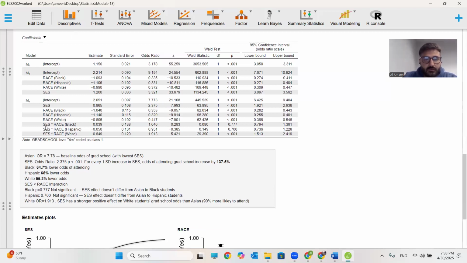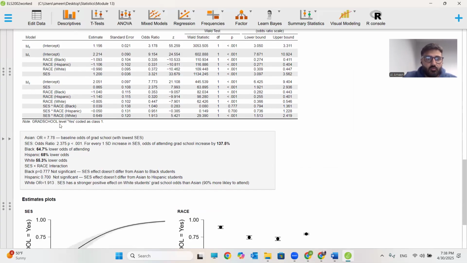Now, if we look at the interaction between SES and race, and we start with Black students, before we look at the odds ratio, you can see that the p-value is 0.77, which is not significant. This tells me that the SES effect does not differ from Asian students to Black students. And the same could be said for Hispanic with a p-value of 0.7. So that means that the SES effect does not differ from Asian to Hispanic students. But it does differ for White students.